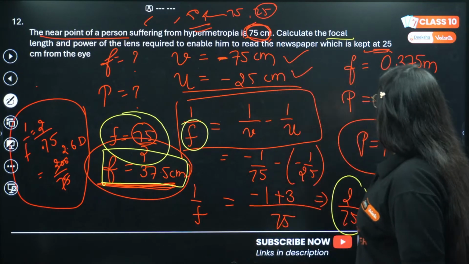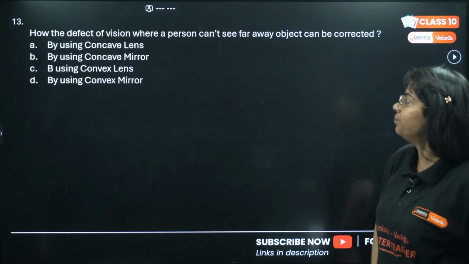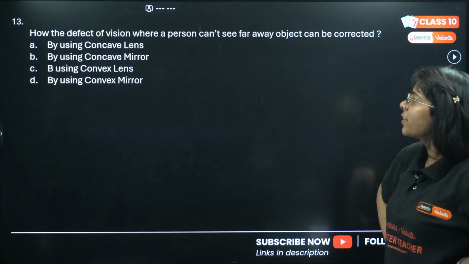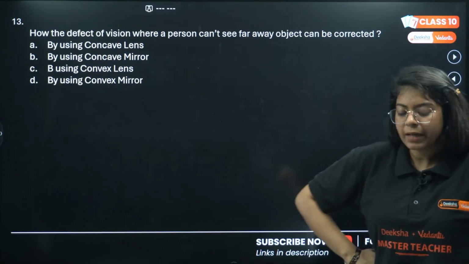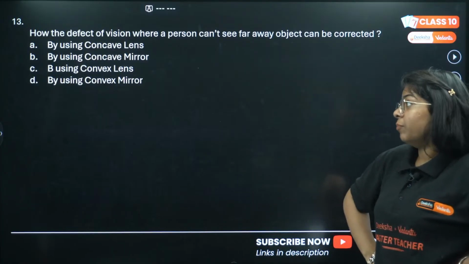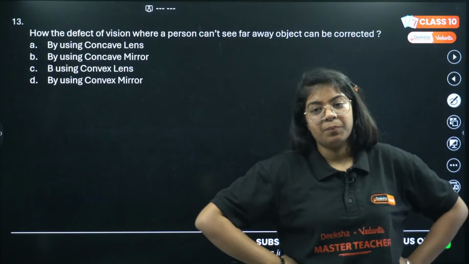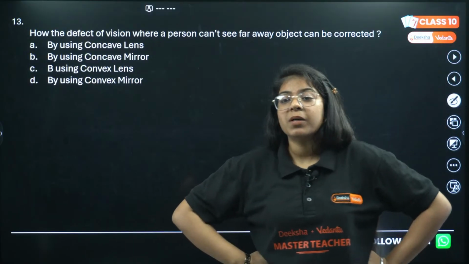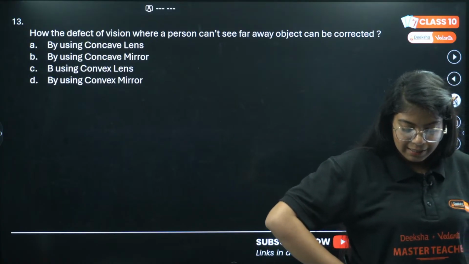Okay, let's move on to the next question. That is my 13th question, that says how the defect of vision where a person can't see far away objects can be corrected: by using concave lens, by using concave mirror, by using convex lens, or by using convex mirror. The defect is that the person can't see far away objects clearly.